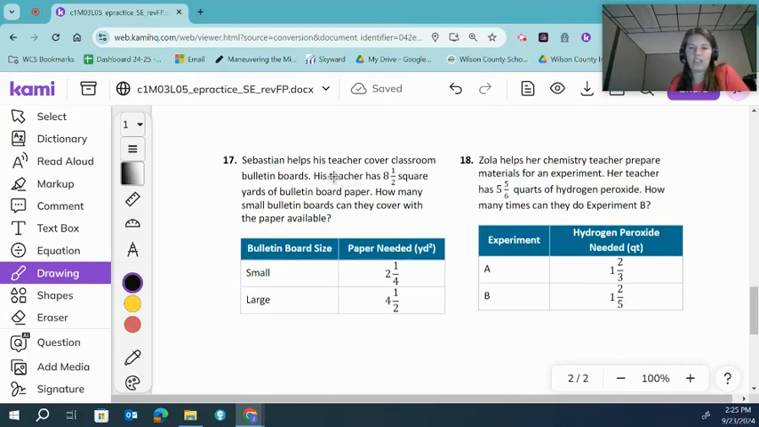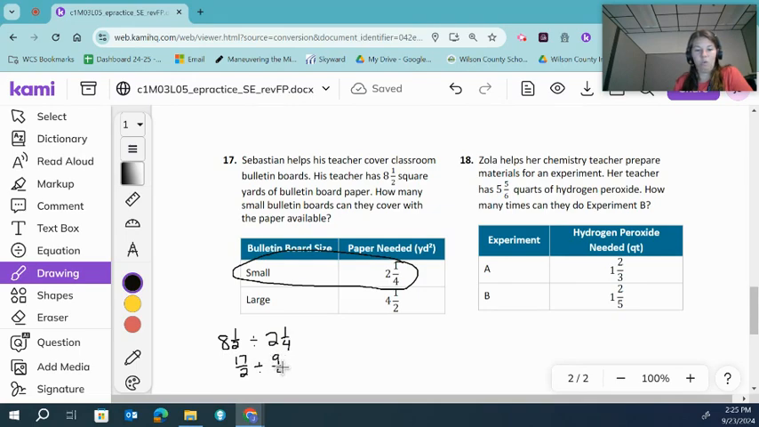All right, let's take a look at these word problems. We have Sebastian helps his teacher cover classroom bulletin boards. His teacher has 8.5 square yards of bulletin board paper. How many small bulletin boards can they cover with the paper available? So we're looking specifically at the small bulletin board. Okay, it needs 2.25 yards of paper. So we have 8.5, and we're going to divide that by our 2 1/4. Okay, so again, turn them both into improper fractions. I'm going to get 17 halves divided by 9 fourths.